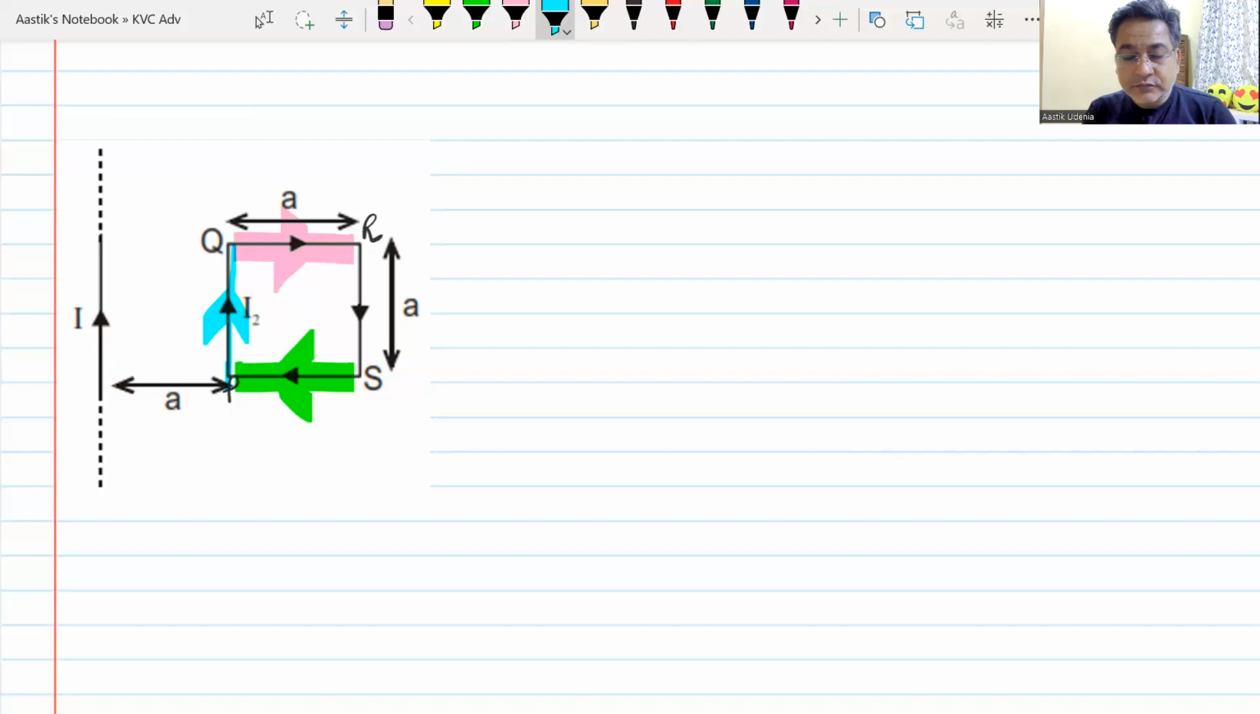Due to RS or due to I? What are you finding here? What is the question? Did you understand the question, beta? Yes, sir. What was the question? Find the force on the loop due to the current carrying conductor. Sir, current carrying wire. Now I ask the question again. What is the force on the blue wire?